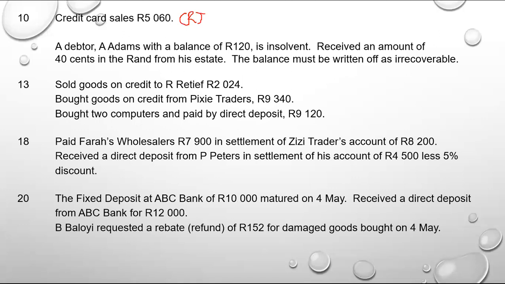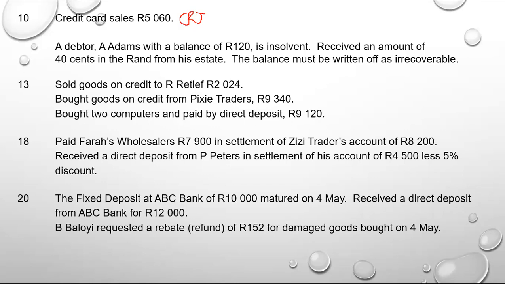So why is it that when I say here credit card sales, we sold goods on credit? Why do you say we sold goods on credit? Did I sell goods on credit? Credit card sales means people came to me to buy goods. We are ZZ Traders. They came to us to buy goods using a credit card. So we sold goods to them and they paid us using their credit card. It doesn't mean we sold goods on credit.